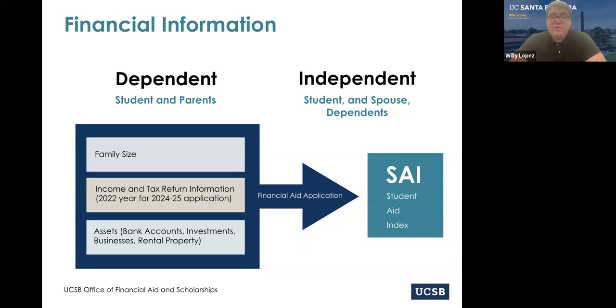For the 2024-25 FAFSA application, which was this last year's application, they would use 2022 tax information. For all of you applying for the next FAFSA application by March 2nd, you'll be filling out the 2025-26 application, which will use 2023 tax information. Just keep that in mind. They also use assets, which are bank accounts, investments, businesses, rental properties, etc.